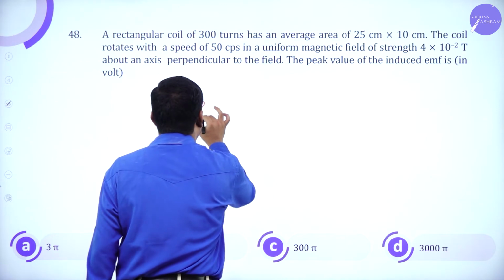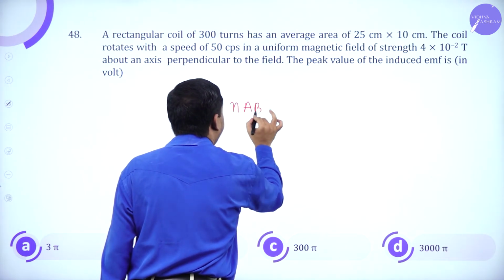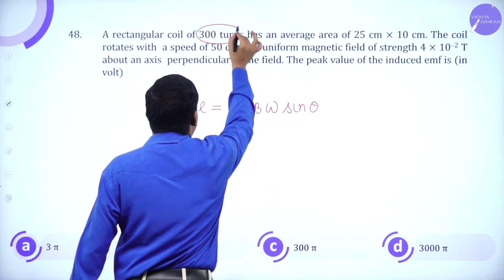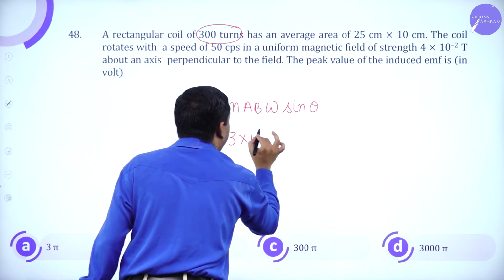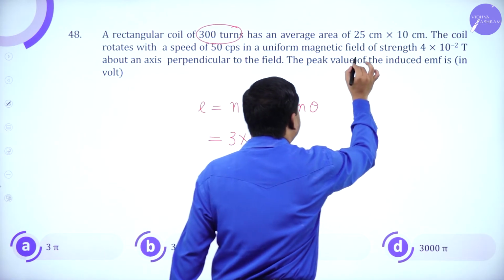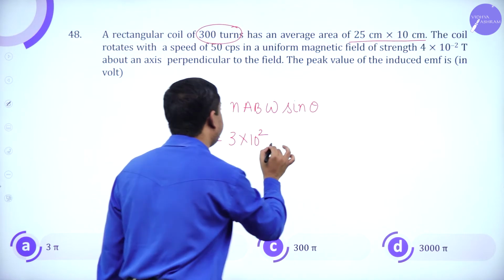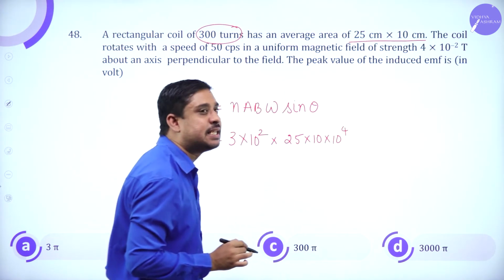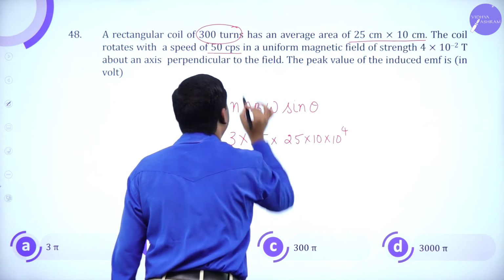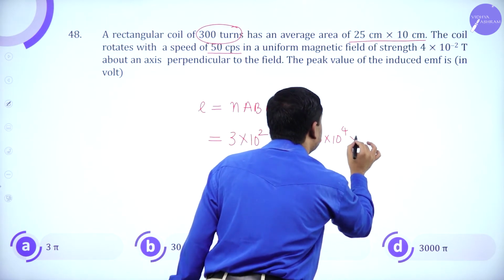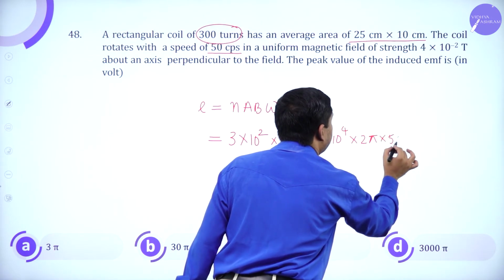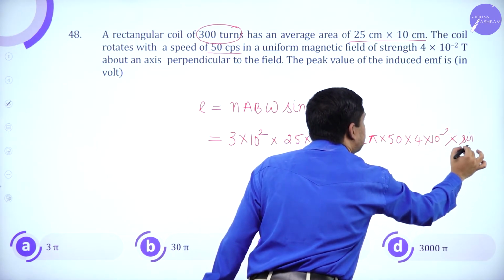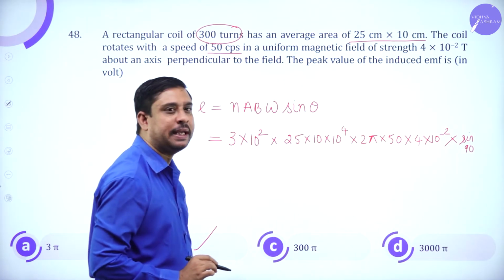Here, induced EMF maximum is NAB omega sin theta. How many turns are there? 300 turns. So I write 3 into 10 power 2. Area is 25 centimeter into 10 centimeter, so this is 25 into 10 into 10 power minus 4 meter squared. Omega is 50 cycles per second, so 2 pi into 50. Magnetic field strength 4 into 10 power minus 2 into sin 90. Simplify this. 30 pi should be the answer.